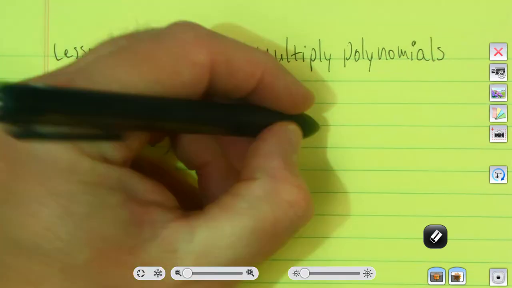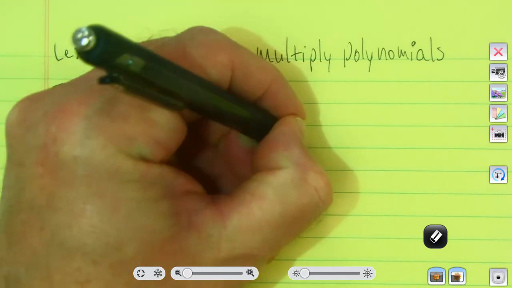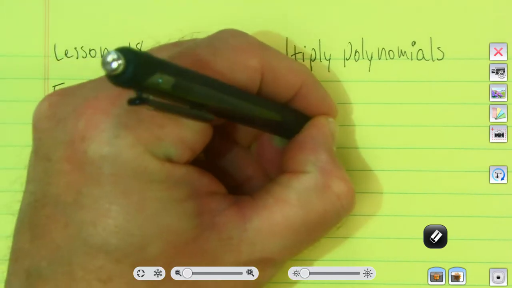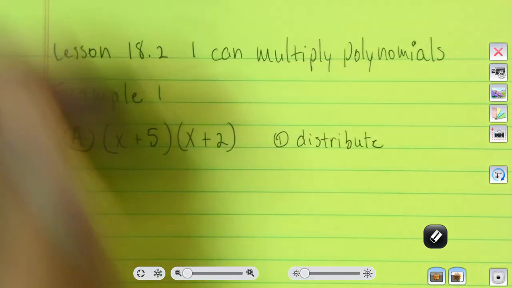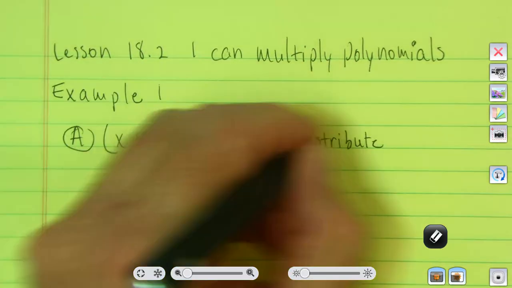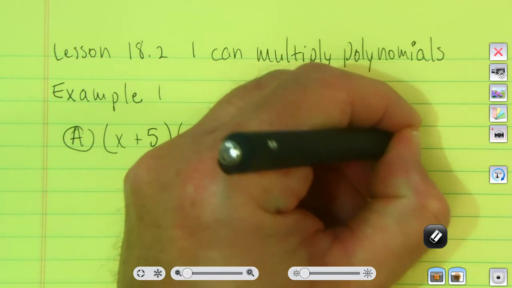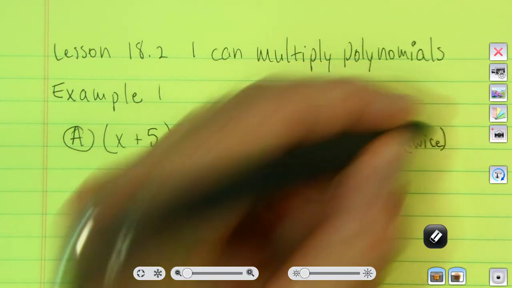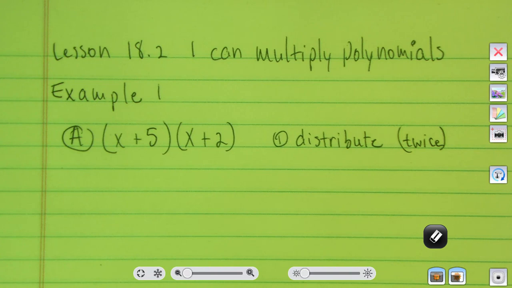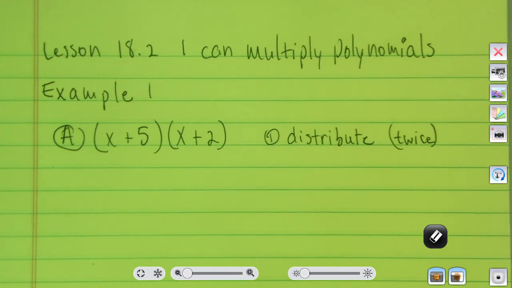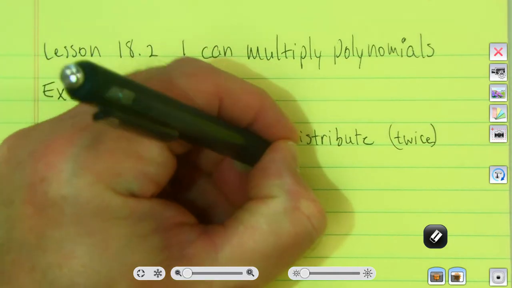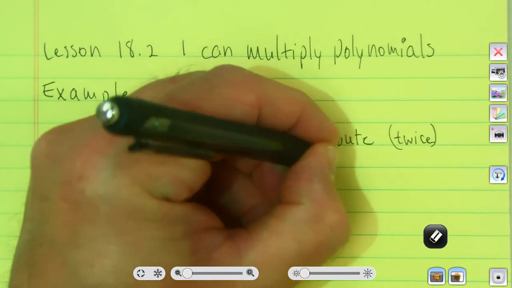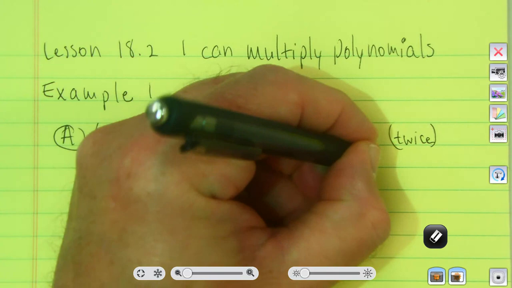So in order to do that, we're going to have to distribute or use the distributive property. Well, actually, in this case, we'll have to distribute twice. We'll see what that looks like here in just a second. And then once we do that, if possible, we want to combine any like terms.